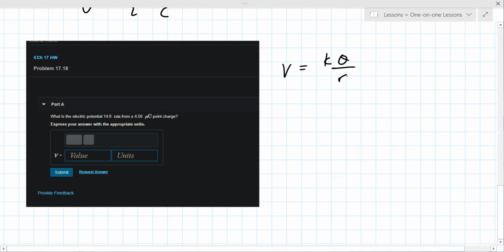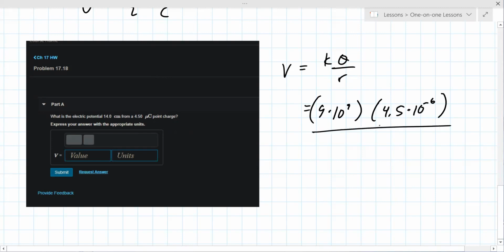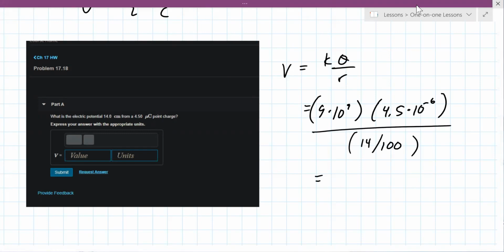And we have a bunch of these values. K is 9 times 10 to the ninth. Q is the microcoulomb charge, so that's 4.5 times 10 to the minus 6, and then divided by R, 14 centimeters, so it's 14 divided by 100. The answer is in volts. So we just have to do this multiplication out. This one's not too bad.